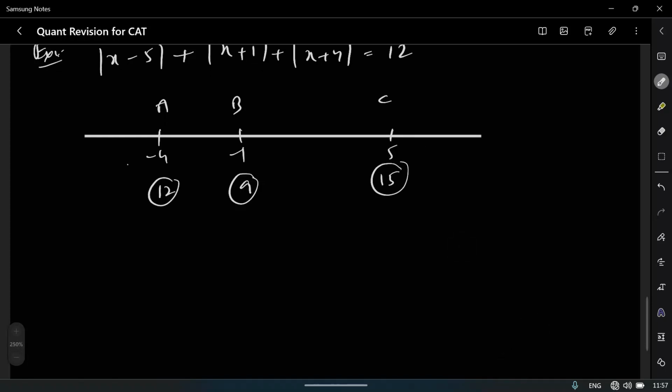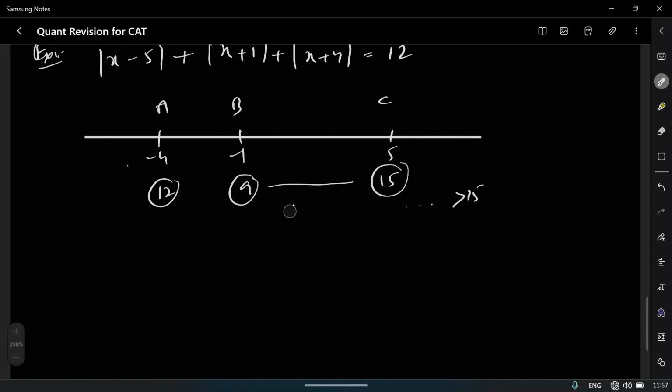So remember one thing. Here the number is 9, and here it is 15. If you take any value greater than 5, we get an output greater than 15. In the range between minus 1 and 5, the output lies between 9 and 15. Here, sorry, the output will be greater than 12.